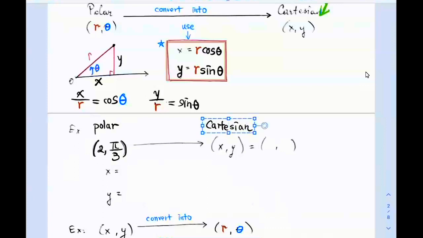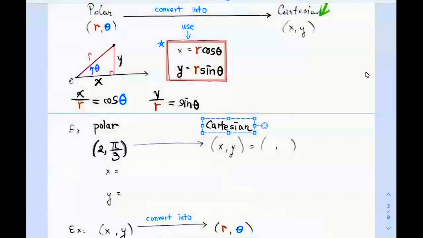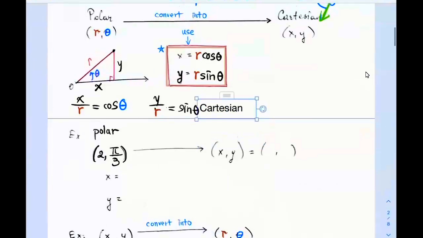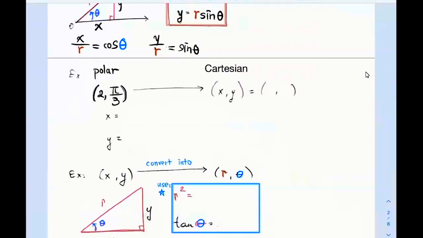Let me see if I can convert. Cartesian. Okay, good. So that's a Cartesian coordinate. So how do we find the x? X is equal to what? Yeah, r cosine theta, right?